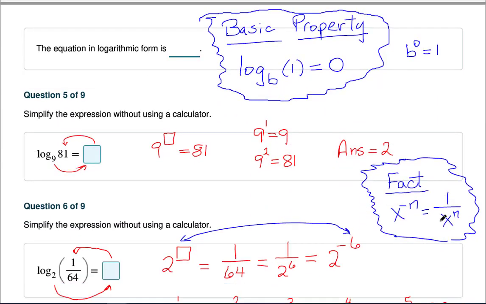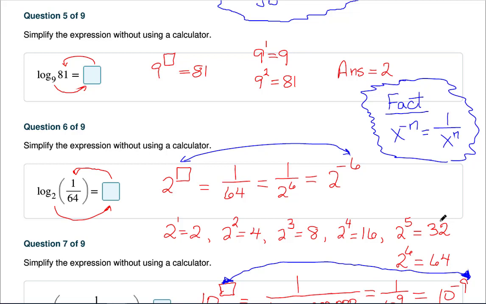Alright, question 5. Question 5 says calculate log 9 of 81 without using a calculator. Well, how do we do that? Well, 9 raised to some power must be 81. So let's see. 9 to the 1 is 9. 9 squared is 9 times 9. So that's 81. And so the thing in the box has to be a 2, because 9 squared is 81.